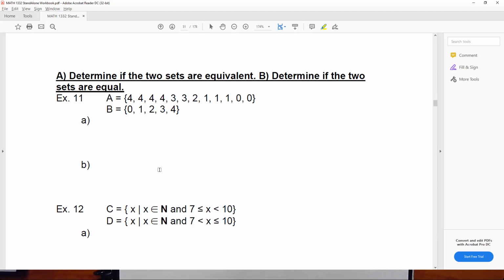All right, example 11. I think we're almost out of time. Let's see. So notice how they repeated themselves a bunch of times on part A. So how many elements does A actually have? 0, 1, 2, 3, 4. Yeah, 5 elements. And B also has 5. So these are for sure equivalent, and they're also the same set. So they're also equal.